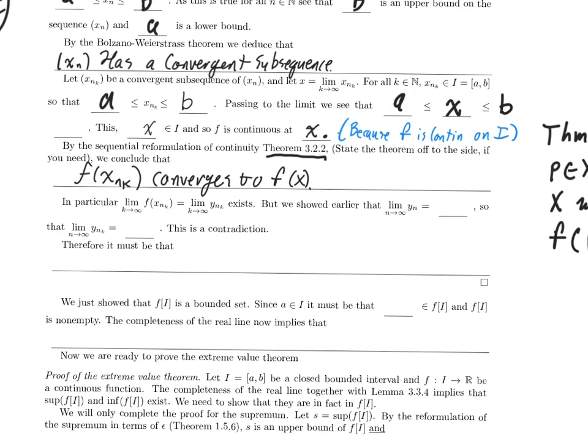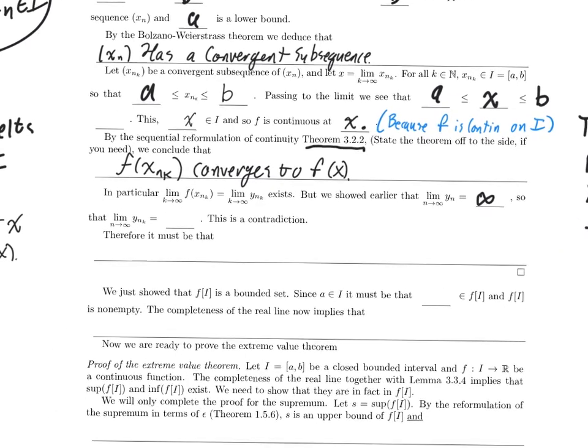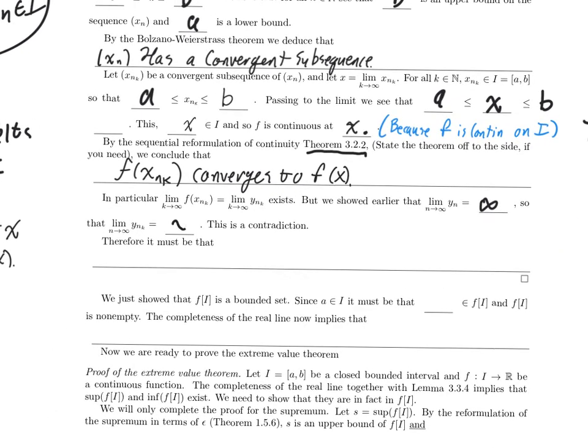So what do we know? We know that y sub n diverges to infinity. So since y sub n sub k is a subsequence of y sub n, it also diverges to infinity. I claim this is a contradiction. Why is it a contradiction? Well, here I see that y sub n sub k converges, but here I see it diverges to infinity. There's my contradiction.